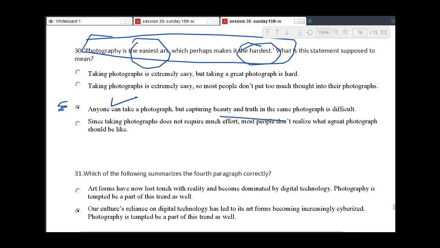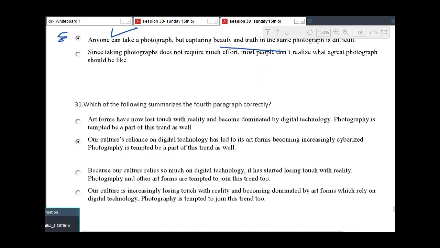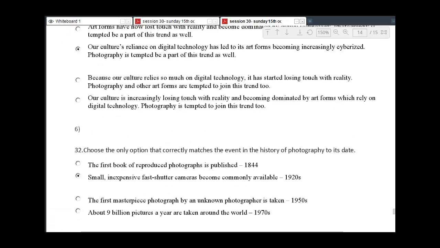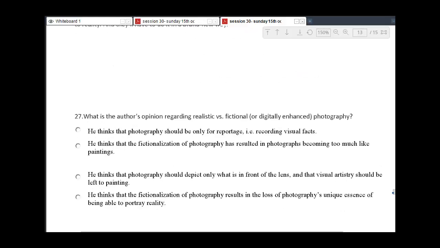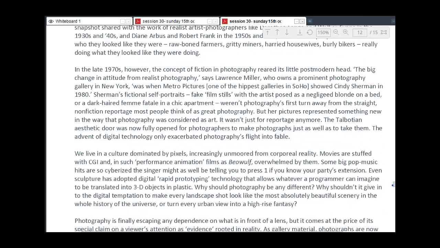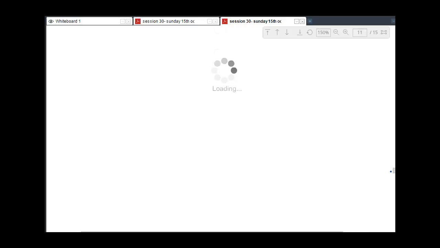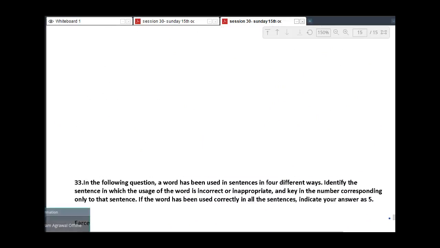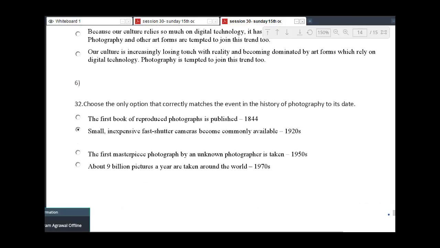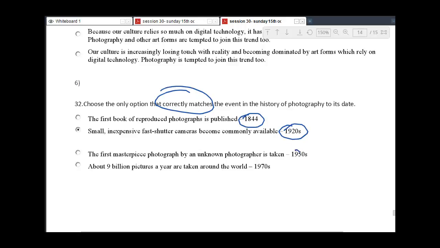Which of the following summarizes the fourth paragraph? So you have to go and have a look at the fourth paragraph. What does the fourth paragraph say here? Which one is it? The fourth paragraph, I don't know. But there is a very simple question at the end, which I must do first before I lose time. The end question says, choose the only option that correctly matches. It's a match the pair question. You look at the years, and you simply go and find the answer.